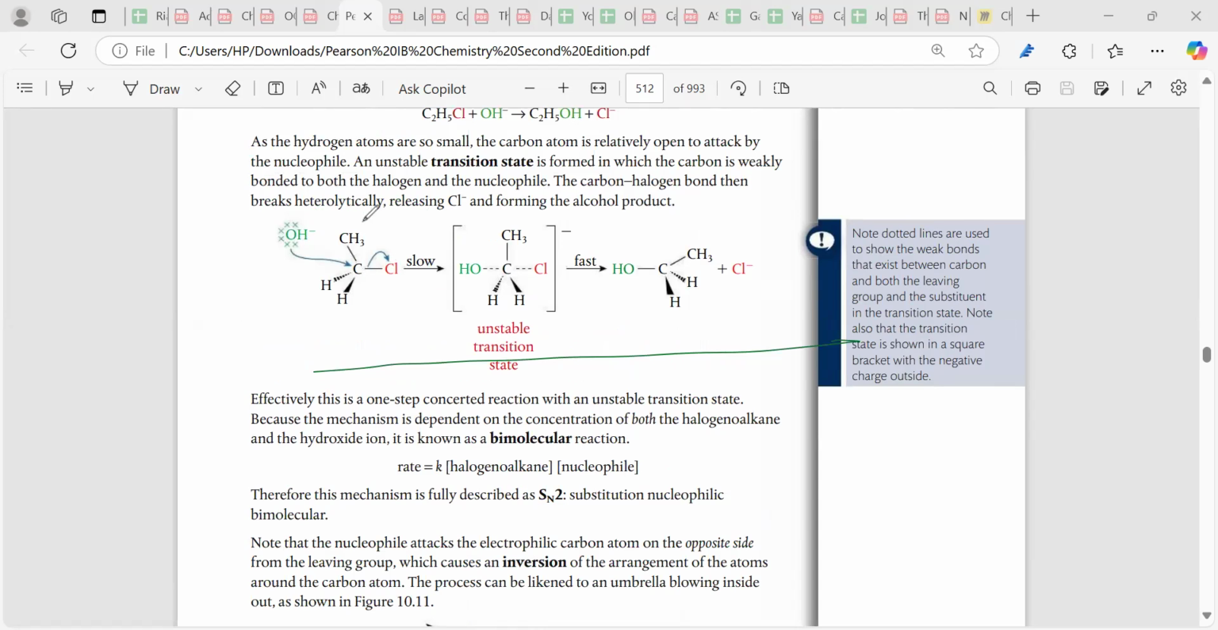Rate will be equal to [RX], the haloalkane, to the power of 1, because of 1 stoichiometry, times the nucleophile to the power of 1. Is it clear? So this is bimolecular, right? Two molecules are involved in the slowest step. That's the reason it is bimolecular, or SN2. The 2 signifies bimolecular. Is it clear? Understood this part?